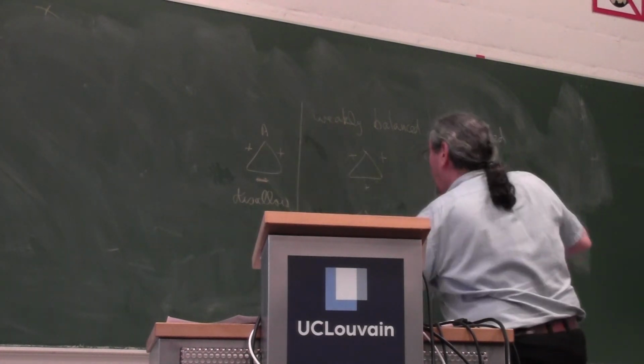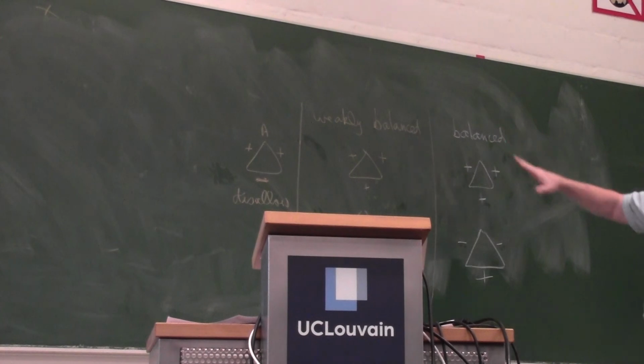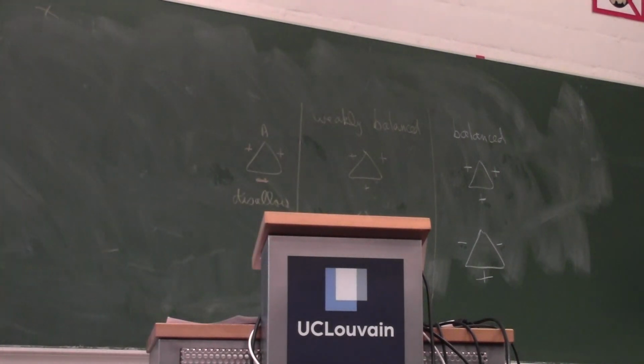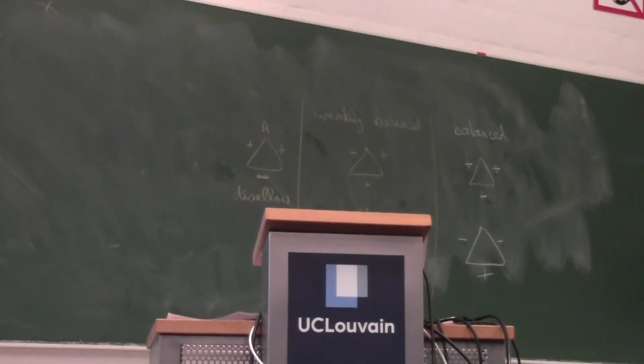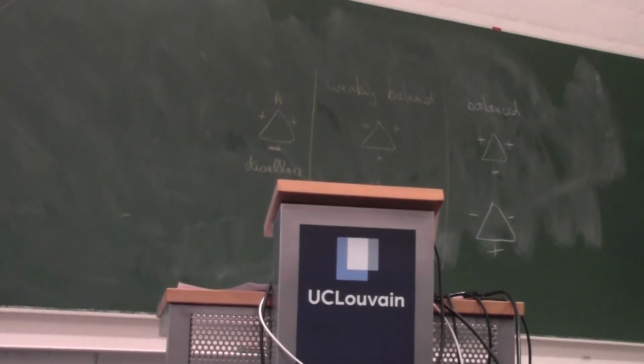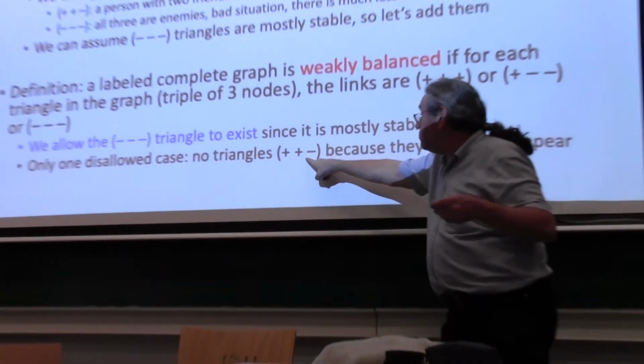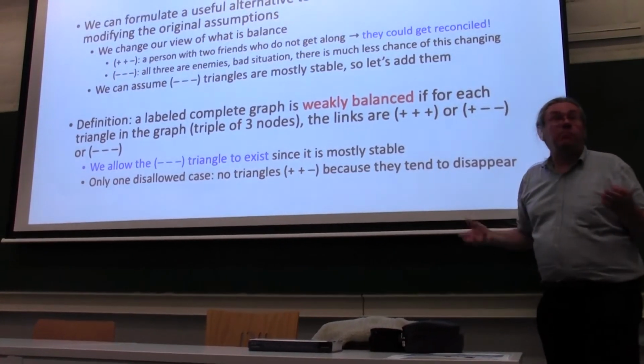So we can define a version of balance that's a little bit weaker than this one by adding the minus, minus, minus. Okay? So we allow minus, minus, minus, because it's kind of stable. It can happen that everyone is enemies, okay? But we disallow plus, plus, minus because they tend to disappear.